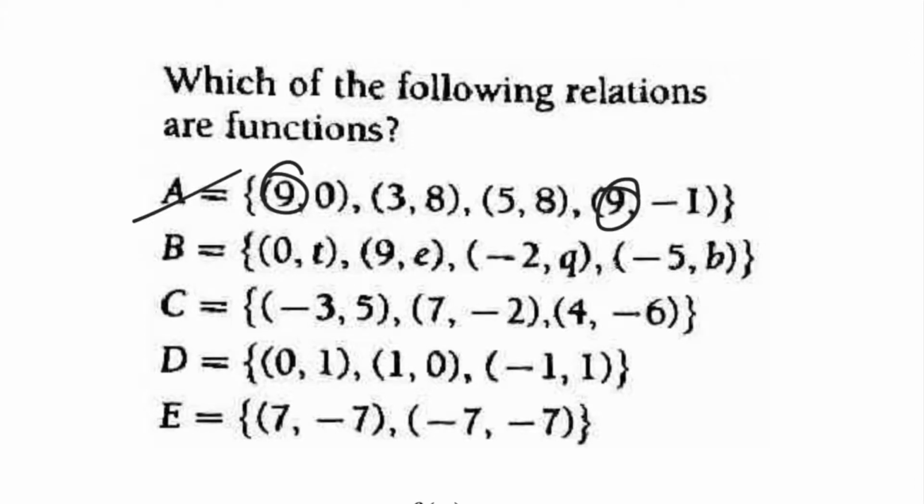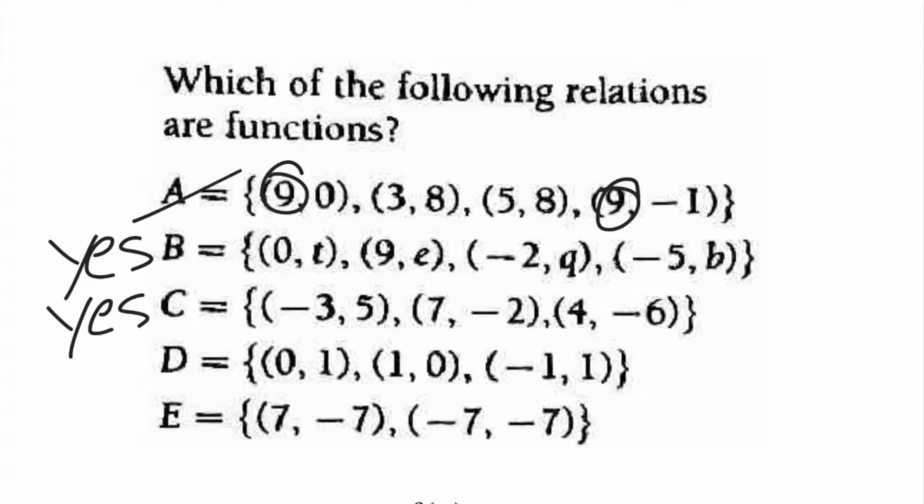All right. B. Ready? 9. Yep, you said E. -5. B. 0. T. -2. Q. Sure, this is a function because every input has exactly one output. Next one, C. -3. 7. 4. Yes, this is also a function for the same reason.